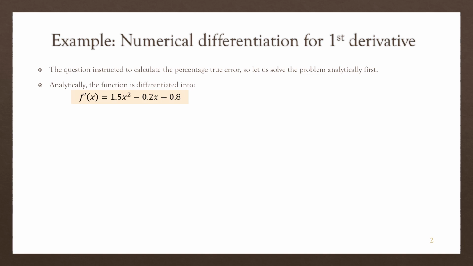So the first derivative of the given function is f prime x equal to 1.5 x squared minus 0.2 x plus 0.8. It's quite easy to determine. Since we are looking for the value of the first derivative at x equal to 0.5, we simply substitute 0.5 into this f prime x, in which we will get 1.075.